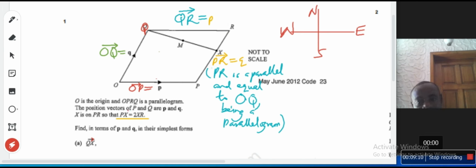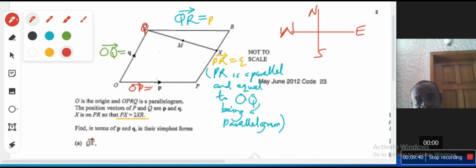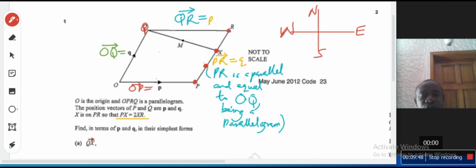So one is double of the other. So they are in the ratio of 1 to 2. In fact, what it means is, let me show you something. If I divide P to R in 3 places, what can I use to divide this? Let me use my red line. Divide it in 3 places, here, here, and here. How many will PX pick?